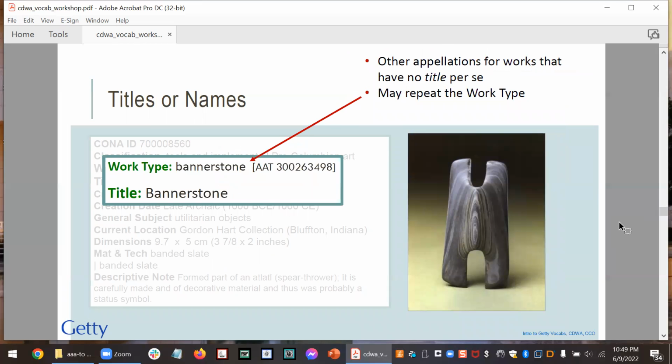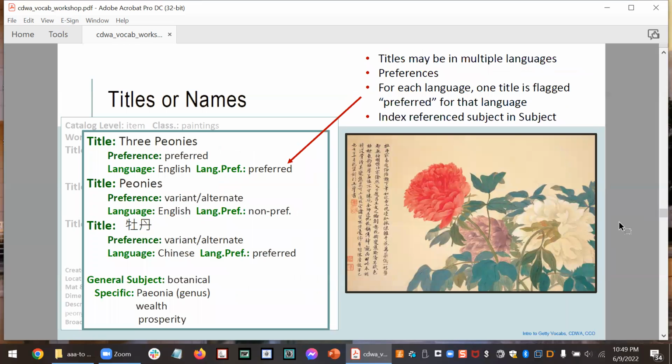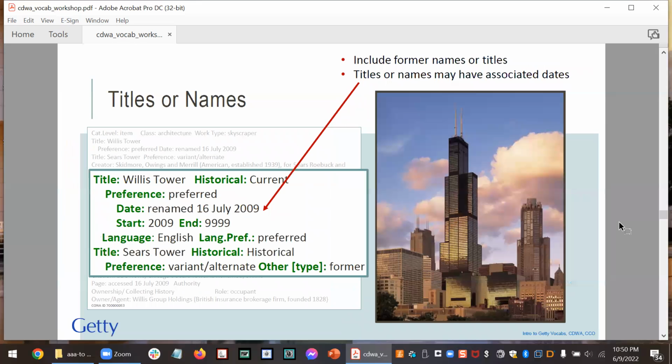Here's an object that doesn't really have a title per se. It's a banner stone work type, and the title is banner stone. You might want to use preferences on your titles if this is important for you. So you could say which title is preferred for this object in general, 3 peonies here. And maybe you have titles in different languages, and you say which is preferred for each of those languages.